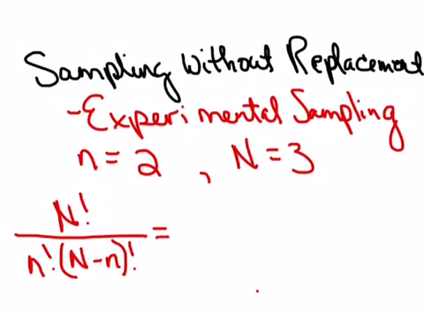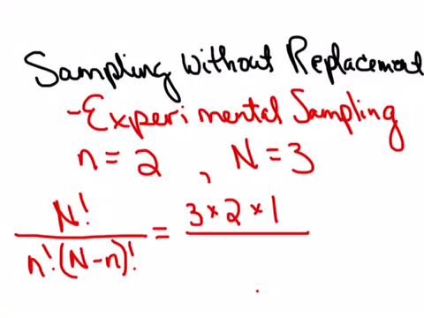So the exclamation point basically means times the next number below. I'll write this out. Capital N is our population size, which is 3. So we're going to have 3, and the next number below is 2, so 3 times 2. And then the next number below that is 1. We won't use 0 because that would cancel everything out. So 3 times 2 times 1.